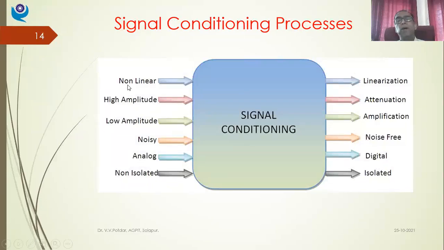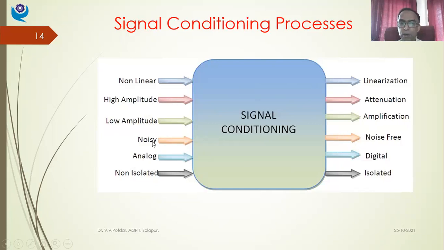The non-linear signal from the transducer — the signal conditioning devices will linearize it. This may be one of the functions. High amplitude to low amplitude, the desired amplitude, is called attenuation of the signal. Low amplitude to high amplitude is amplification.